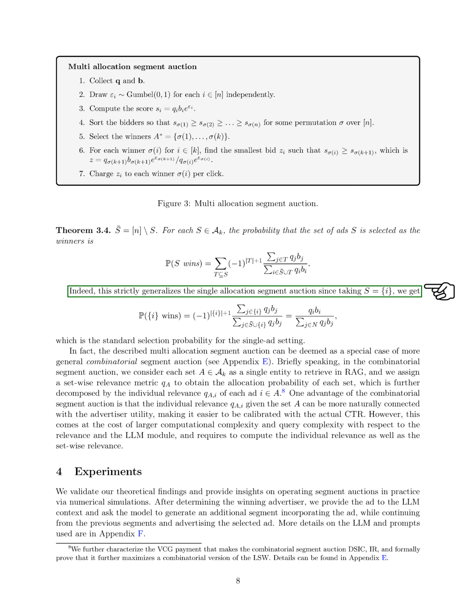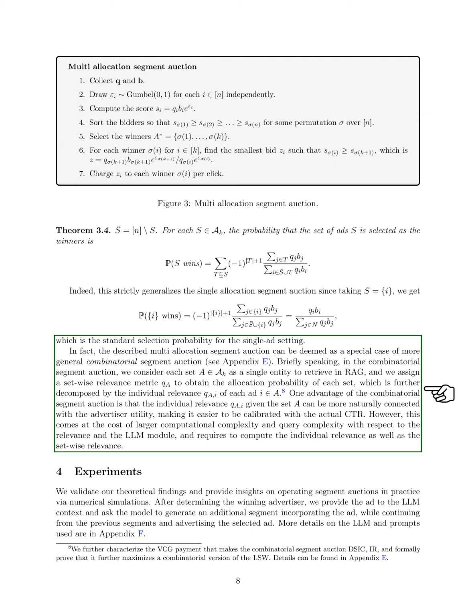The multi-allocation segment auction is a special case of a more general combinatorial segment auction. In the combinatorial auction, each set of ads is treated as a single unit, and a relevance metric is assigned to determine the allocation probability for each set. This metric considers both the set-wise relevance and the individual relevance of each ad within the set. While this approach offers a more natural connection with advertiser utility, it also increases computational and query complexity compared to the single ad auction.